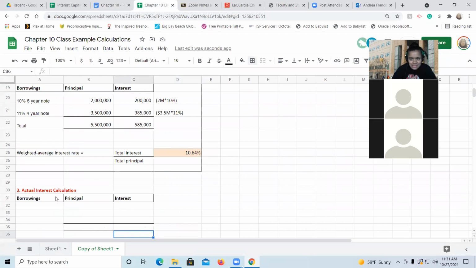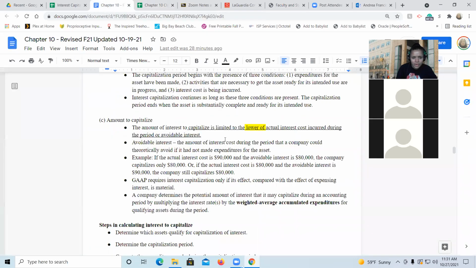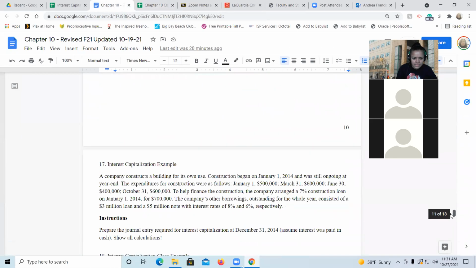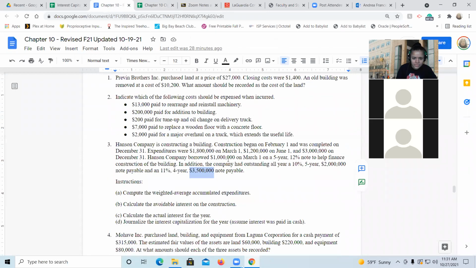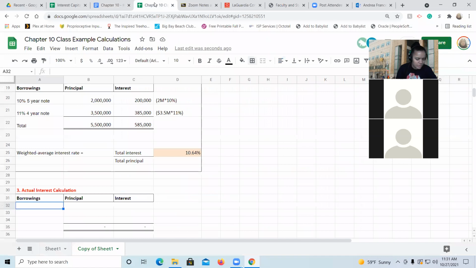And actual interest is just a regular interest calculation that's saying what borrowings did we have outstanding and how much interest did it accrue for the year. There's no consideration of any expenditures that were made. It's just a straight interest calculation. So we go back to the question to see all the loans that we had outstanding. You had a 1 million loan that was taken out on March the 1st, and it's at 12%. So you can start with that.